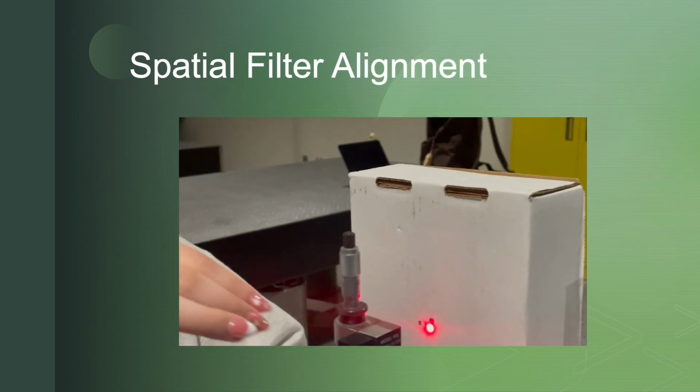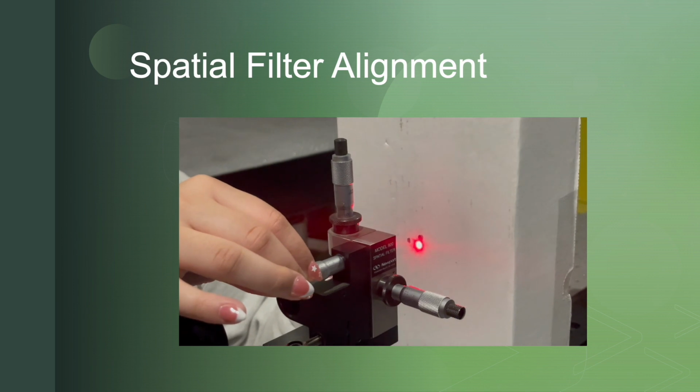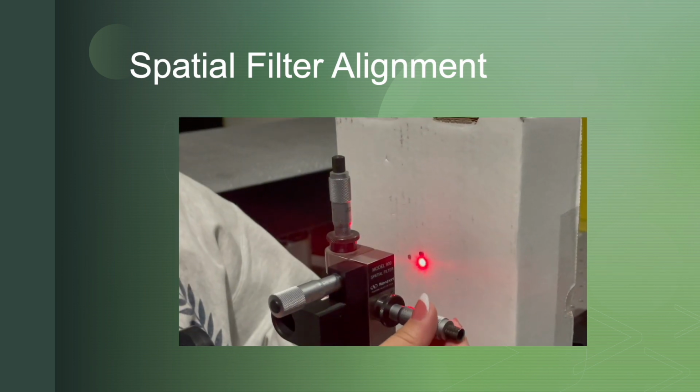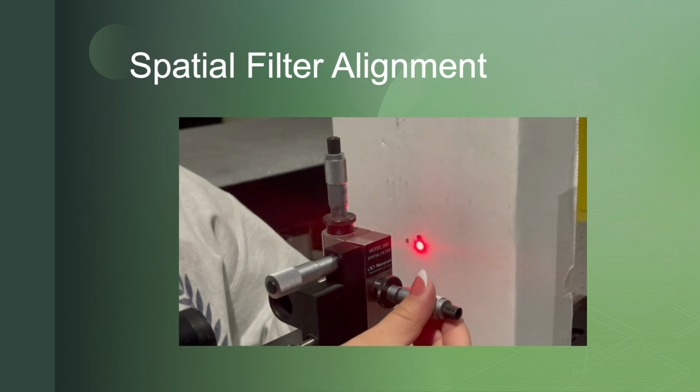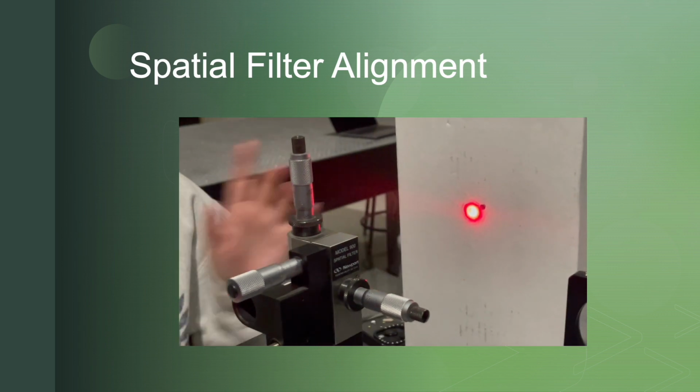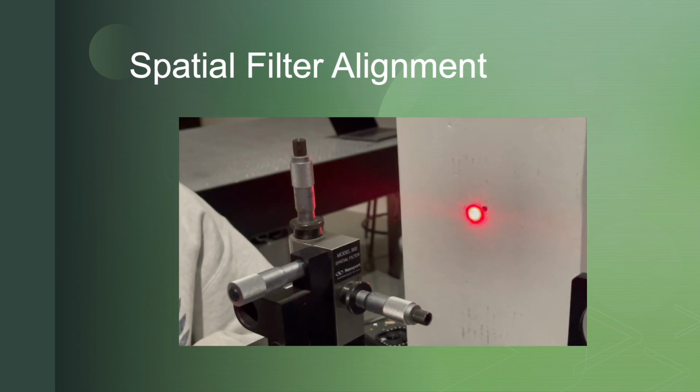We carefully adjusted the XY position of the pinhole to center it on the beam and used the translation stage to fine-tune the axial alignment. A properly aligned filter should transmit a clean, symmetric beam with minimal diffraction artifacts, and we verified this visually and with power measurements. This alignment step is critical. It ensures the expanded beam is free of spatial noise and ready for collimation.